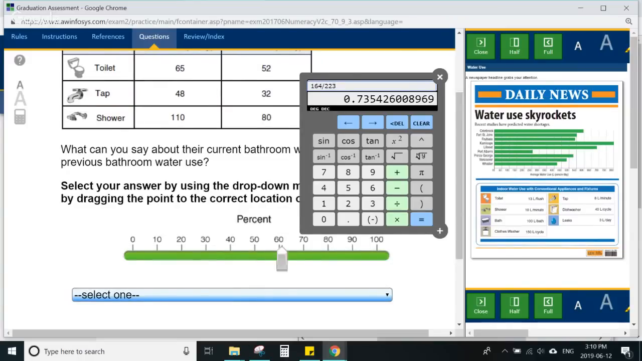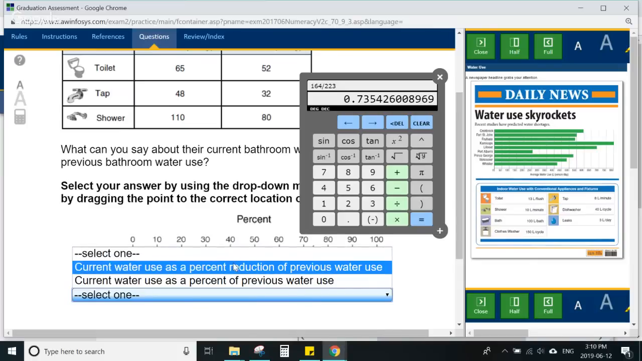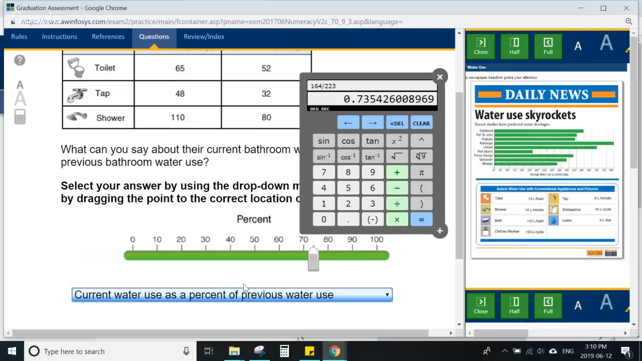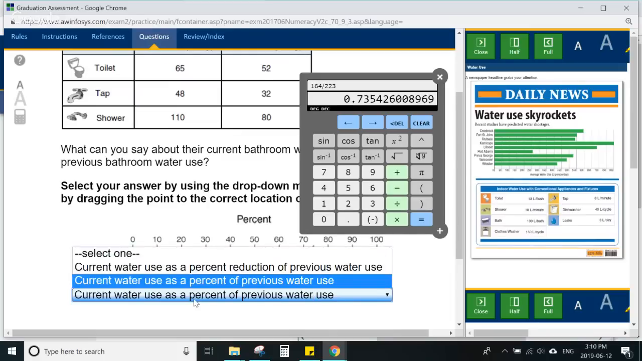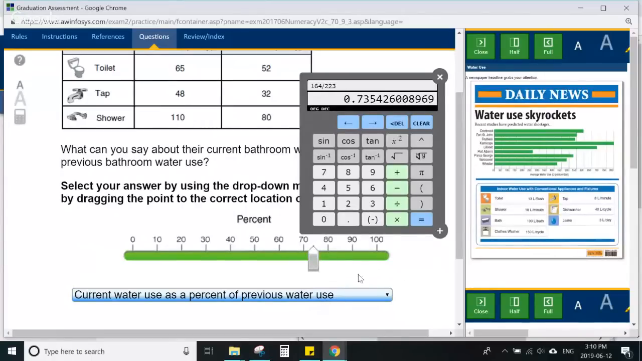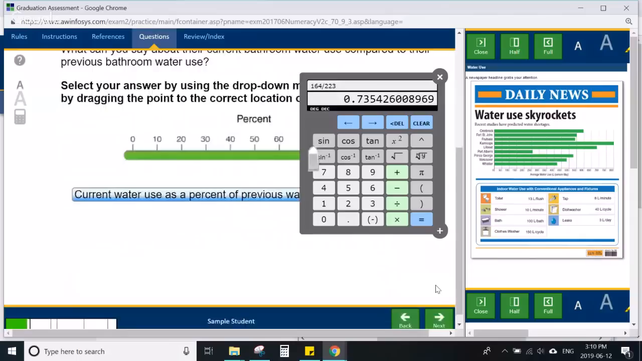The test allows you to answer either way. If you're anywhere between 70 and 80, that's fine. But make sure when you're typing it as current water use is a percent reduction, or current water use is a percent of previous water use. So this would be 74% of our previous water use, or we put a 26% reduction of our previous water use. Either way there, the answer is correct, but you have to make sure that you select the right answer here. Again, anywhere between 70 and 80, or anywhere between 20 and 30, depending on which method you chose, will work.